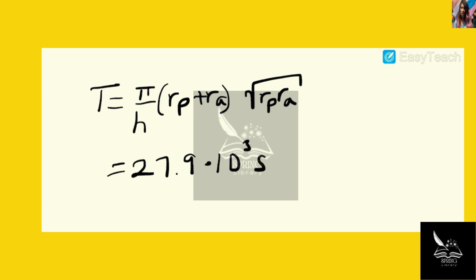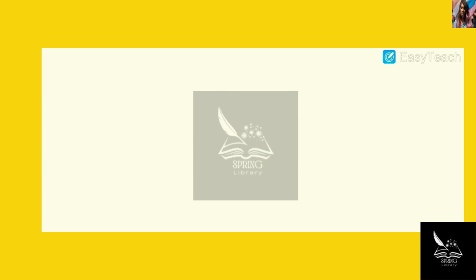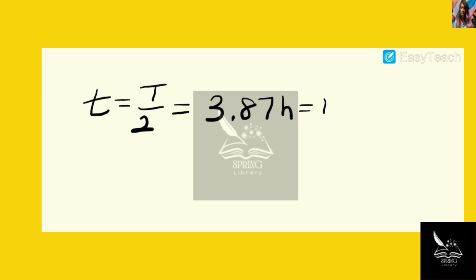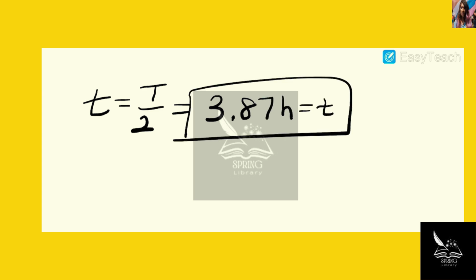Now the time required to travel from A to A prime is just 1/2 the period, because we're going from periapsis to apoapsis. Therefore t is equal to T over 2, and that gives us a time of 3.87 hours. That's our final answer.